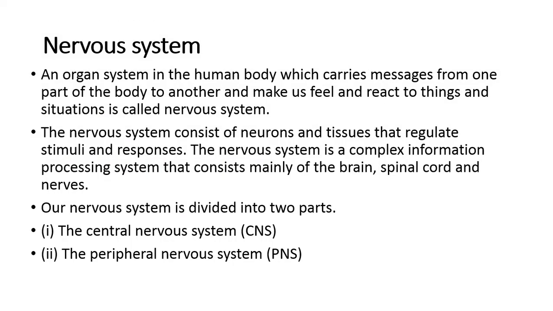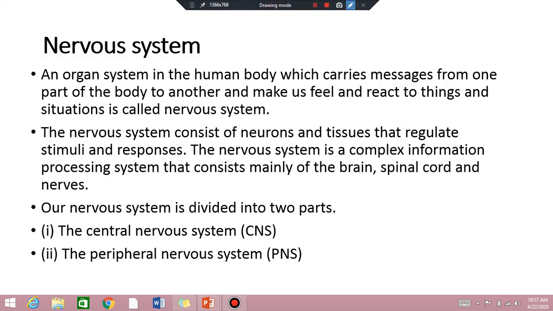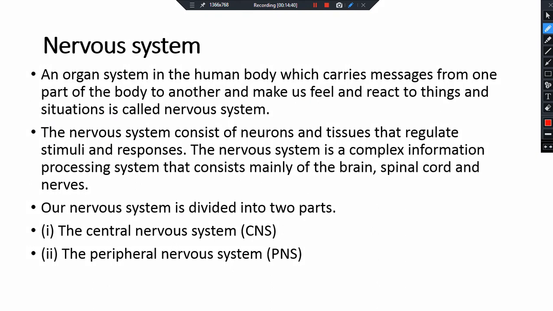Now, if you look to the second paragraph, you will know what the nervous system basically is. The nervous system is an organ system in the human body, and what that organ system does is carry messages from one part of the body. That one part could be your hand, your skin, or your leg. This organ system carries messages from one part of the body to another.